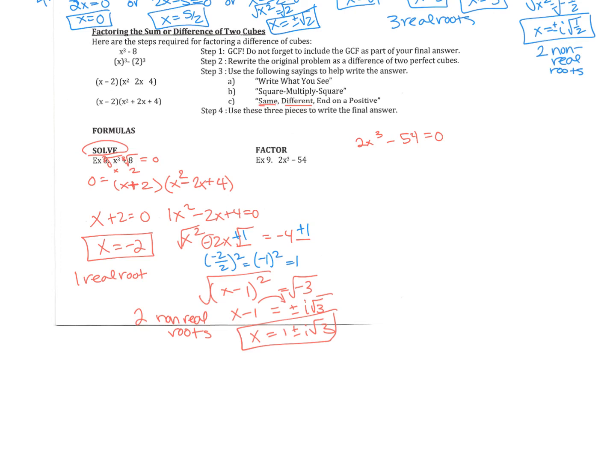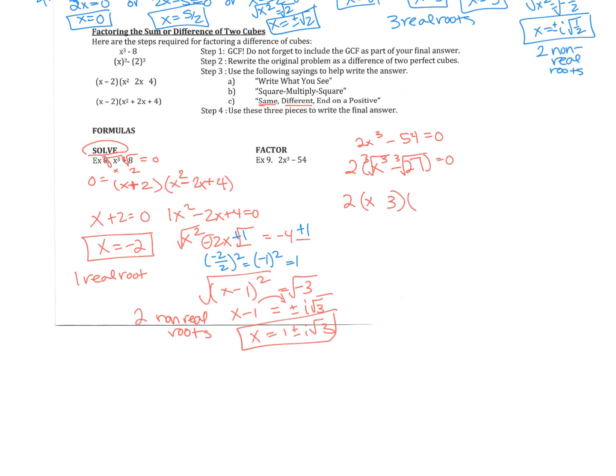So I notice I have a GCF, so I'm going to take out that 2. And when I do that, I get x cubed minus 27. And once I do that, I can see that I have the difference of 2 cubes. So I'm going to continue factoring. My difference of 2 cubes in the first parentheses is the cubed roots. So in this case, the cubed root of x cubed is x, and the cubed root of 27 is 3. So I get x and 3.